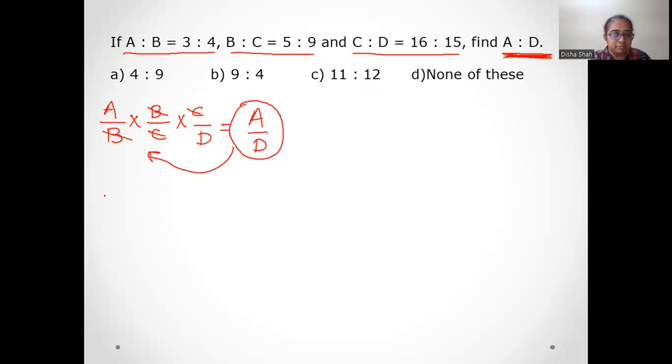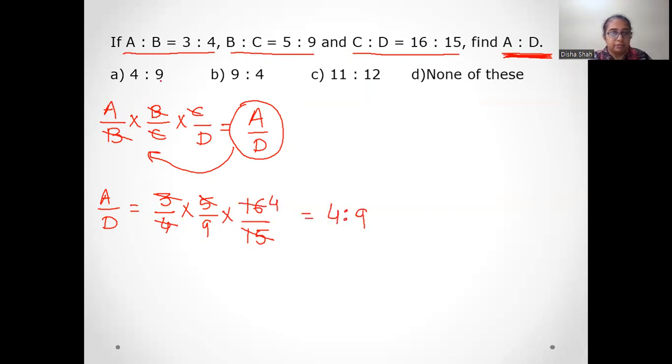What is A by B? Can I say from this that A by D is nothing? A by B is 3 by 4. B by C is 5 by 9. C by D is 16 by 15. 3, 5, 15 gets cancelled. Answer is 4 is 2.